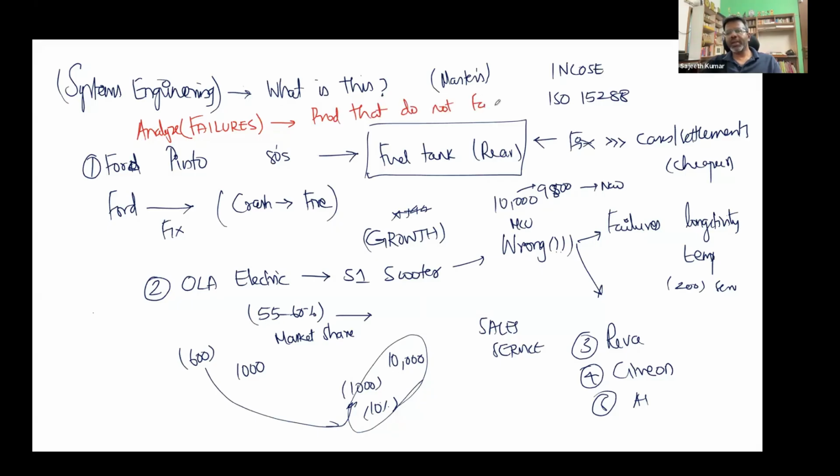To put it very simply, systems engineering is a branch of engineering where you start by studying what failures others have had. And using those failures, you come up with a set of rules, a set of best practices, which will make sure that your product does not fail. This is the simplest that I can do to explain what systems engineering is about.